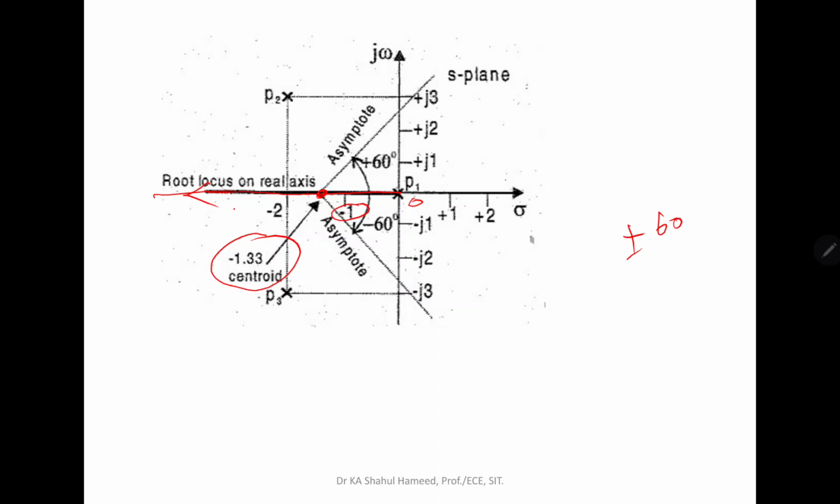Now we have to use protractor, and we have to identify 60 degree and draw a line, and this is one line, plus 60 degree line, this is one asymptote, and minus 60 degree. Using protractor you have to exactly draw the asymptote minus 60 degree.